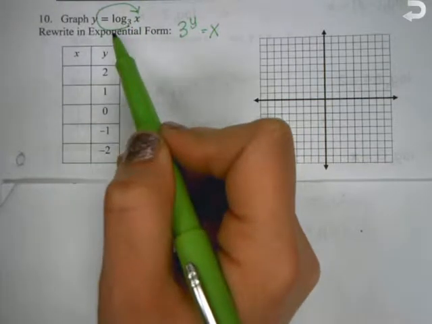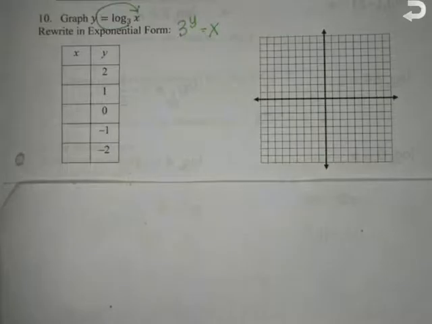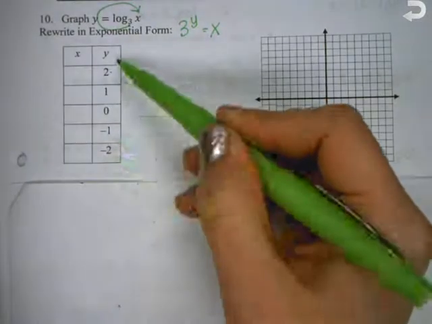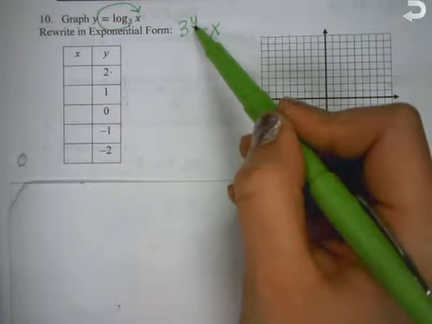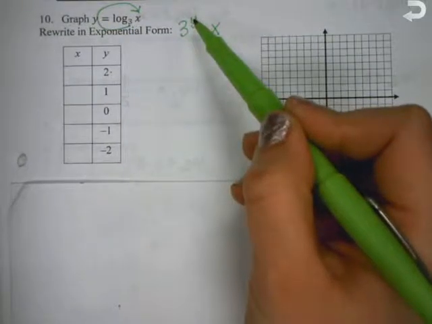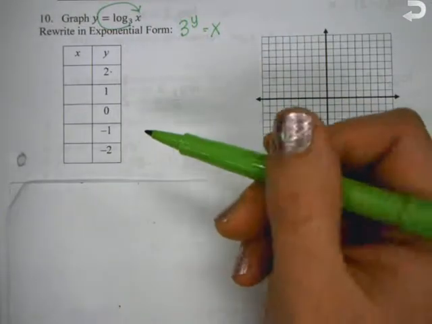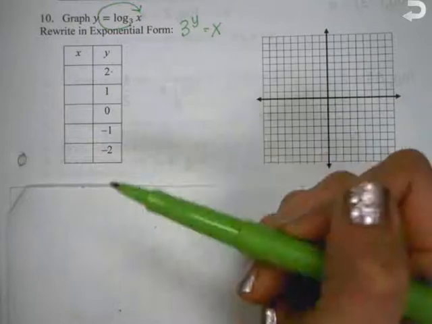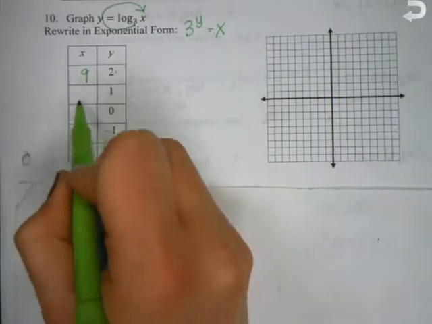My exponent is y, so I plug in 2, 1, 0, negative 1, negative 2 into y. So we're plugging the numbers in for the exponent. Okay, I have a feeling this is going to make my graph look a little bit different than what we're used to, but let's see what happens. If I plug in 2 for y, x equals what? 9. 1, 3, 0, 1, negative 1, 1/3, and negative 2, 1/9.